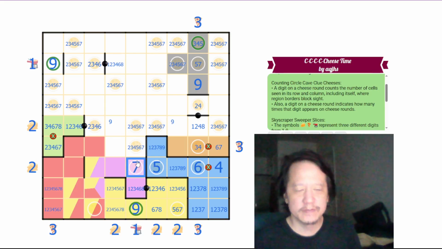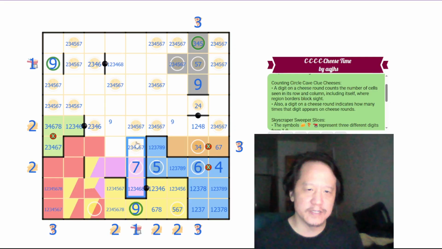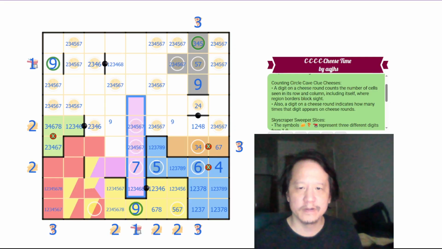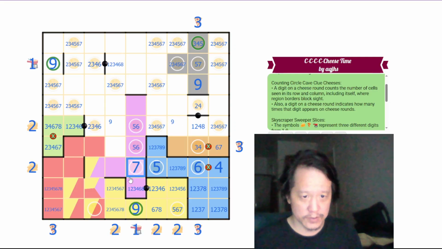This is 7. So it sees at least 5 cells this way. But these can't be 7. And it can't be 2, 3, or 4 because they see at least 5 cells. So it's 5, 6 here. Again, this sees 7. Then therefore this must be 5 cells that it sees in total. So this is 7. This must go pink here.